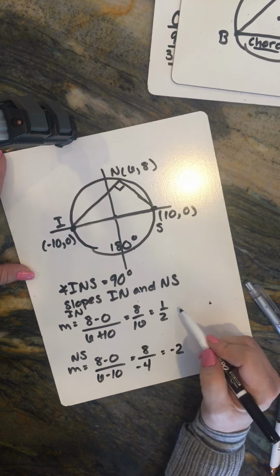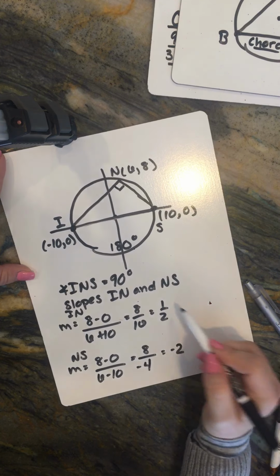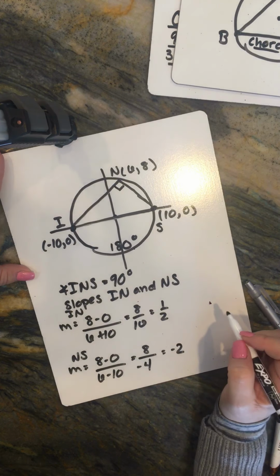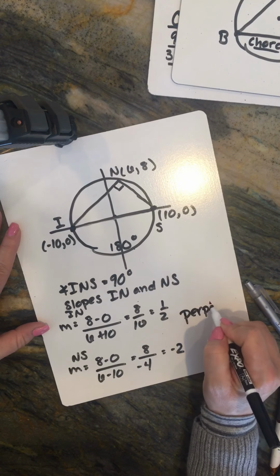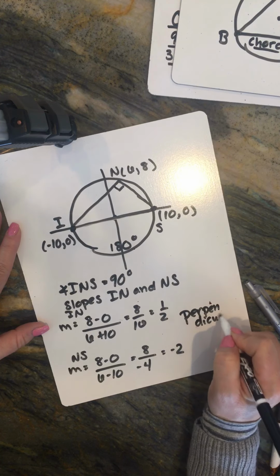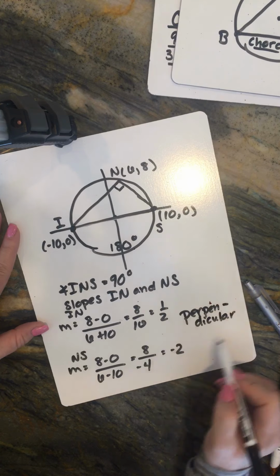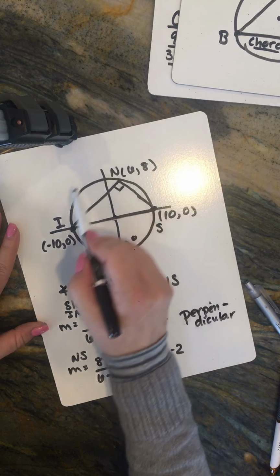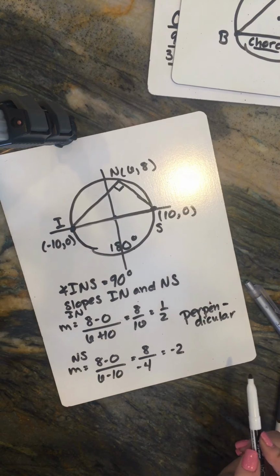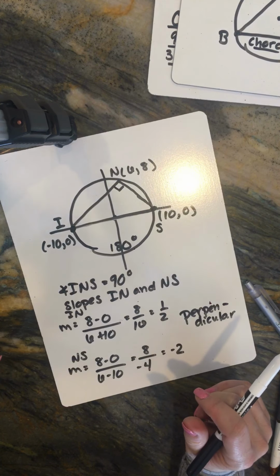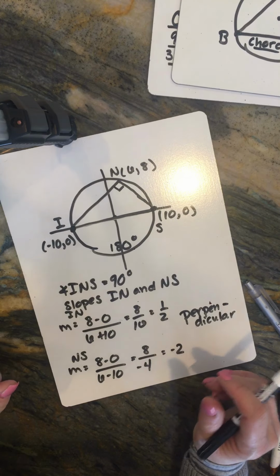Hey, what do you notice about these slopes? They are opposite reciprocals, which means they are perpendicular. Well, isn't that supported with what we already know, that it's a right triangle? These lines, of course, are perpendicular. So there you go. It all makes sense when you put it together.